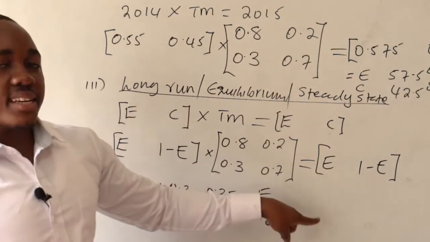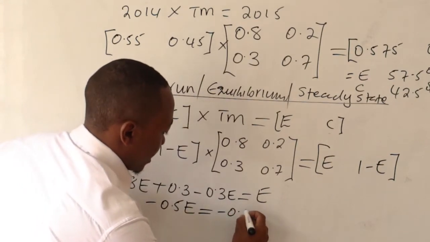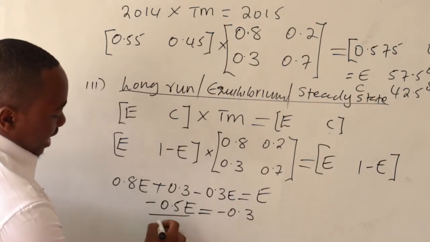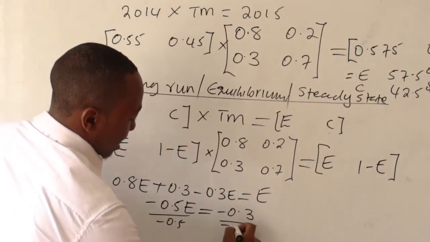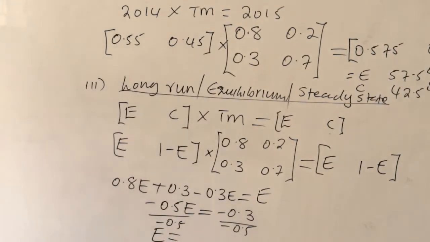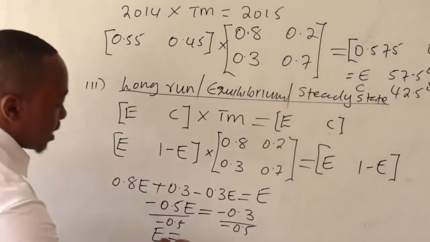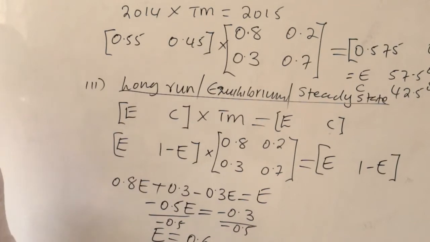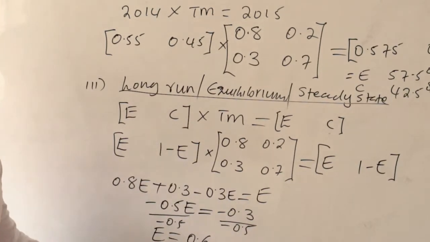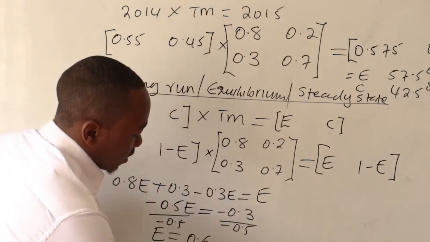You take it to the other side, so it will be negative 0.3. So can we get E? Yes. To get E, you divide both sides by negative 0.5. That means our E, if you take 3 divided by 5, that is 0.6. So that means our competitor, our C, how do we get C? It's 1 minus E. So 1 minus 0.6, you will get 0.4.